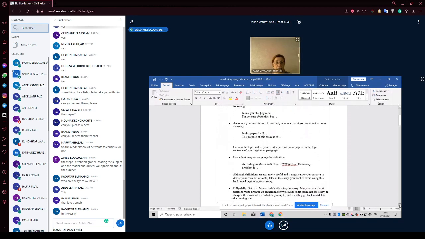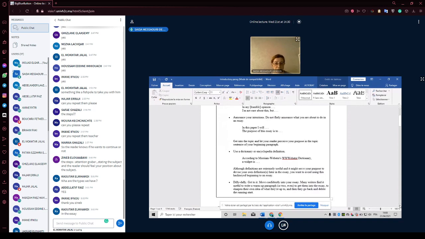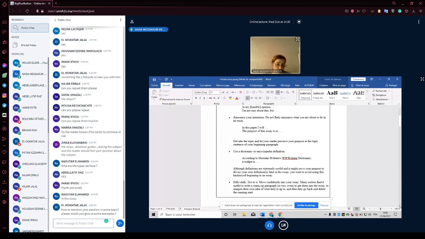Then, use a dictionary or encyclopedia definition. We see this a lot, especially when we have online exams. Very sorry to say this, but students would go cheat on the net, and they will bring very good definitions, and they cite them thinking that it is a good thing, "according to Merriam-Webster's dictionary." No. Do not use a dictionary or encyclopedia definition. Although definitions are extremely useful, and it might serve your purpose to devise your own definitions later in the essay, you want to avoid using this technique to begin an essay. It's not very good. You can use it, but I hope not.